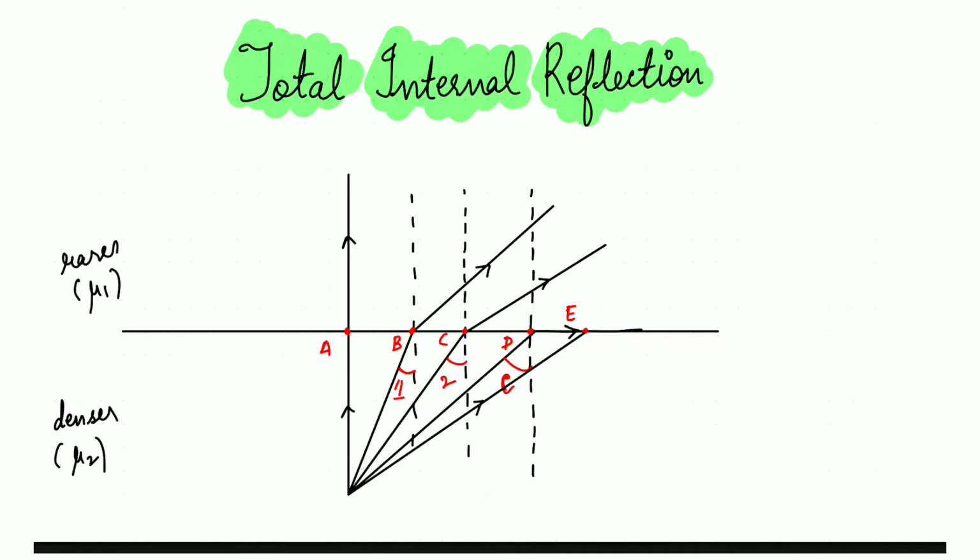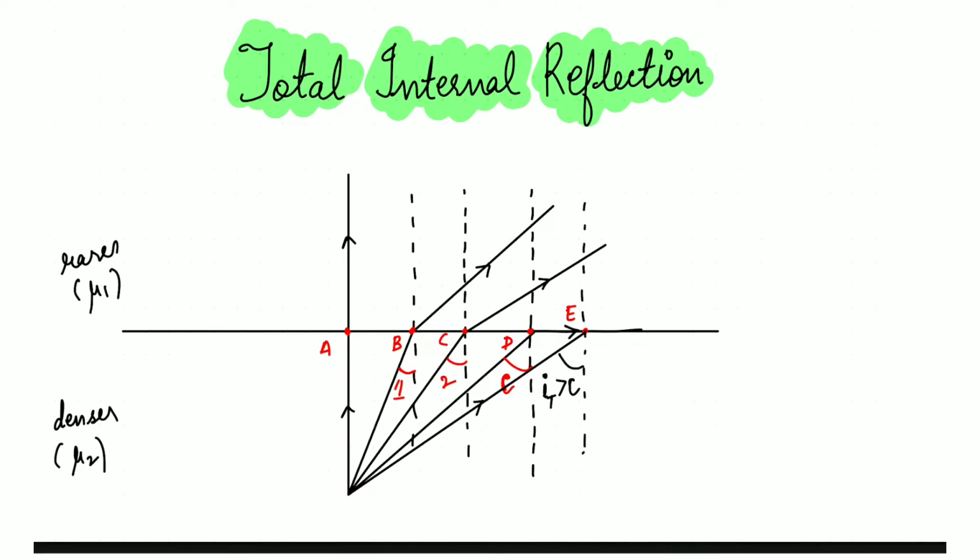Imagine I'm increasing the angle of incidence beyond your critical angle. Now this is where the magic begins, right? So this angle, let me say this angle is i_T, right? Total internal reflection. So this i_T angle is greater than your critical angle. So what is going to happen, right?